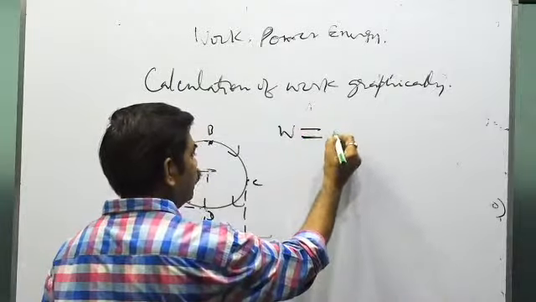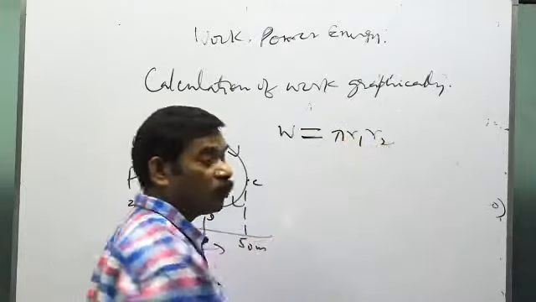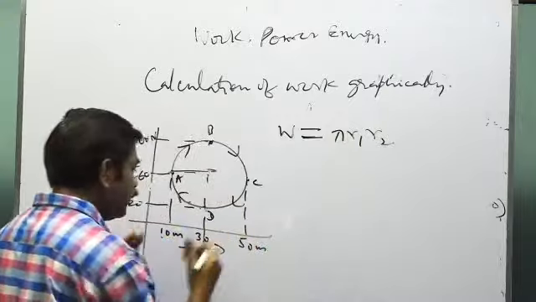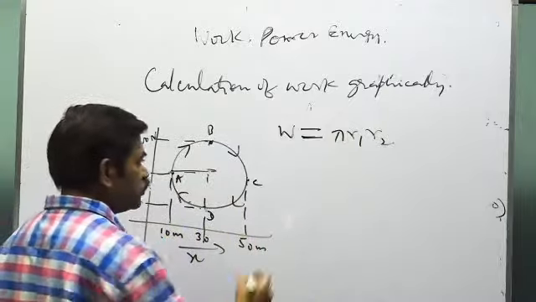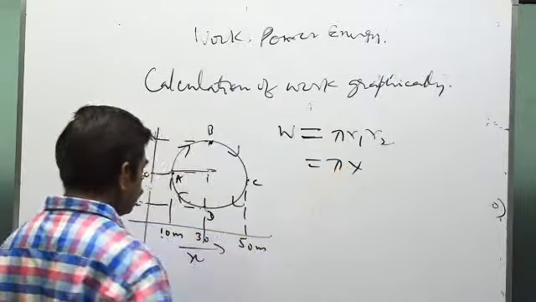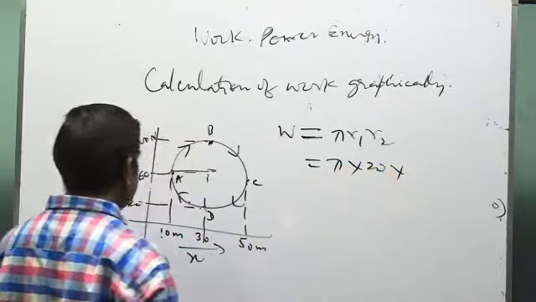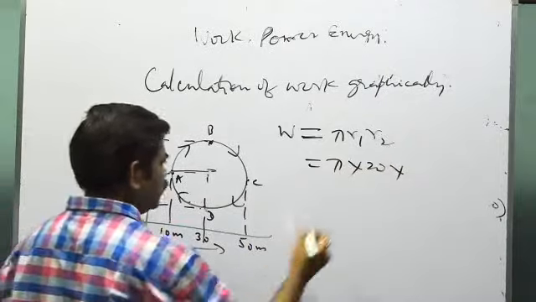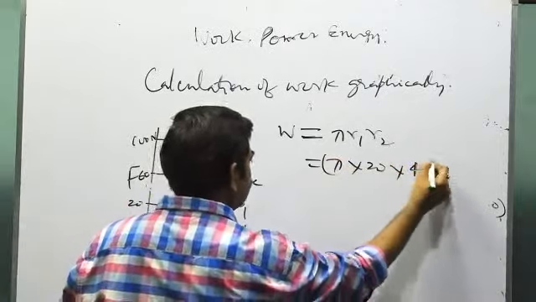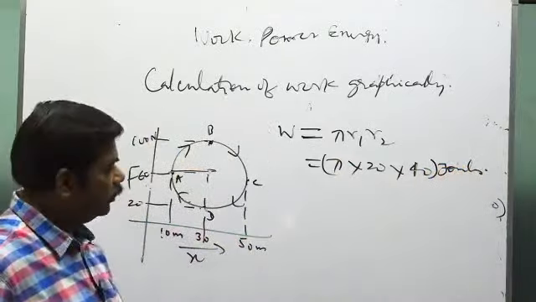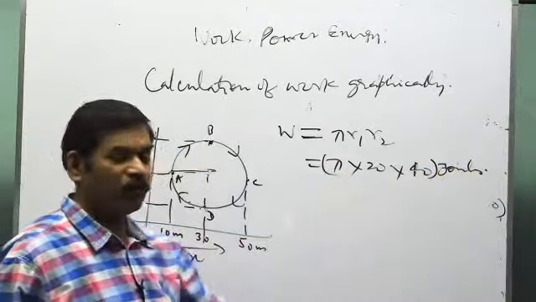So the work done W becomes equal to pi R1 into R2, not pi R square. Take one radius from the displacement side, take the other radius from the force side, so that will be pi. The radius from the displacement side is 30 minus 10, that is 20. The radius from the force side is 60 minus 20, that is 40. So this many joules is the work done. This is the work done you'll calculate from here.